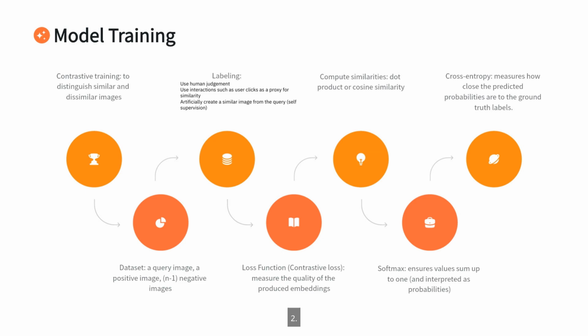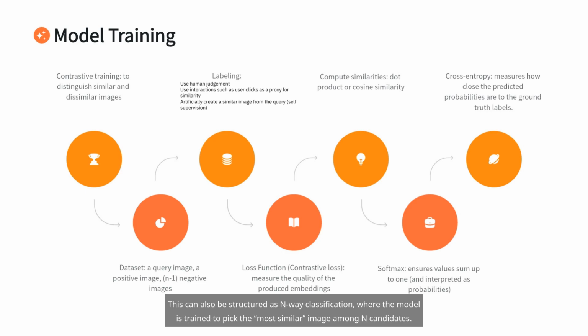2. Training dataset structure. For each training example, we construct a triplet: query image, the anchor; positive image, visually or semantically similar to the query; N-1 negative images, dissimilar distractor images. This can also be structured as N-way classification, where the model is trained to pick the most similar image among N candidates. The contrastive setup teaches the model discrimination. It must identify subtle differences and common patterns across images.